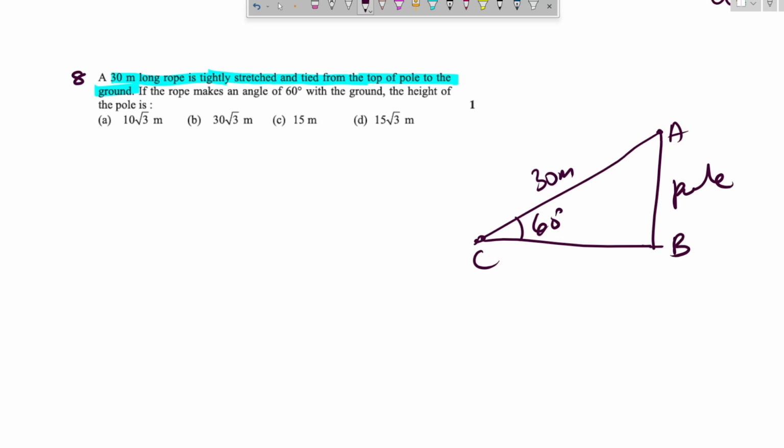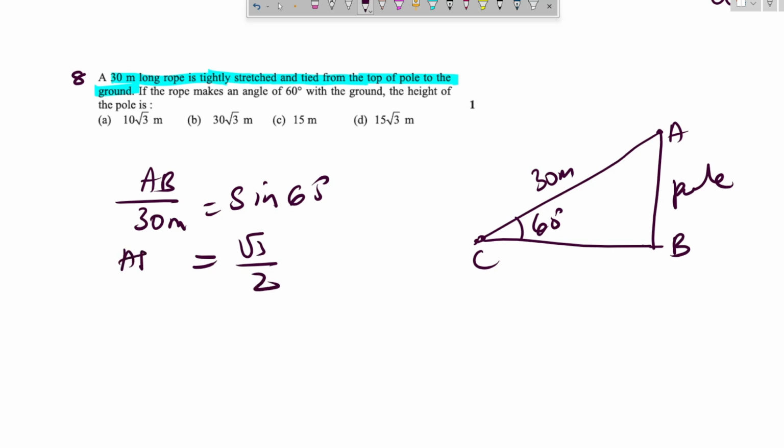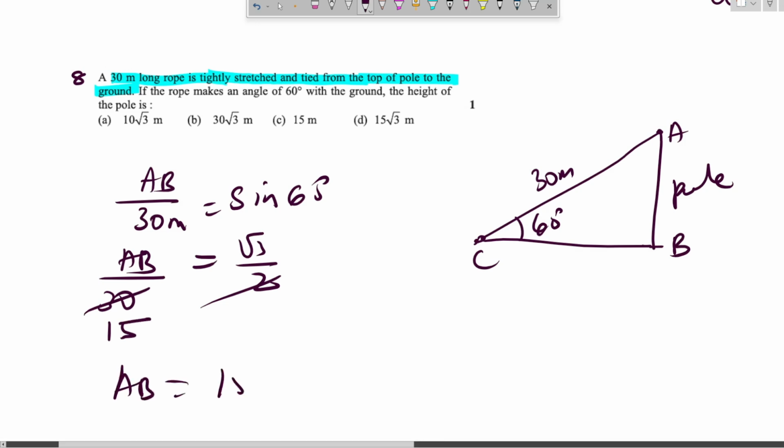So you know the ratio of opposite by hypotenuse is equal to sine theta. Here theta is 60 degree. Now sine 60 degree is equal to root 3 by 2. So 2 ones are 2, 15s are 30. So AB value you got as 15 root 3. So my option D is correct.